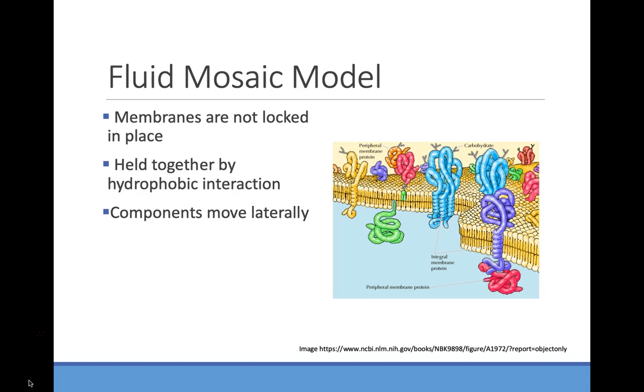As part of this fluid mosaic model, because they can move, they also have to be stabilized in a certain way. These molecules will slide past each other, sort of like people in a crowd, but they don't move up and down. So if you think about people walking by one another in a hallway, nobody is moving vertically, they're all moving laterally. And that's because they're held together by hydrophobic interaction. All of those tails are being repelled by those hydrophilic heads, and so all of those tails want to stay together.